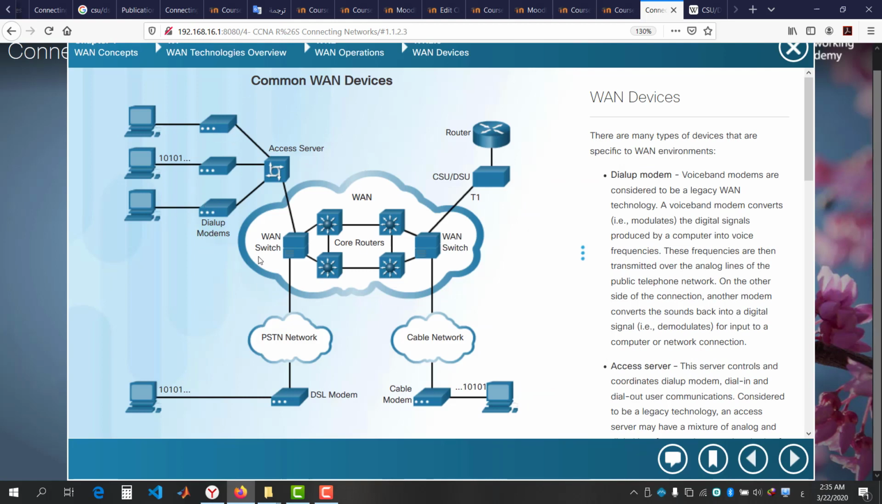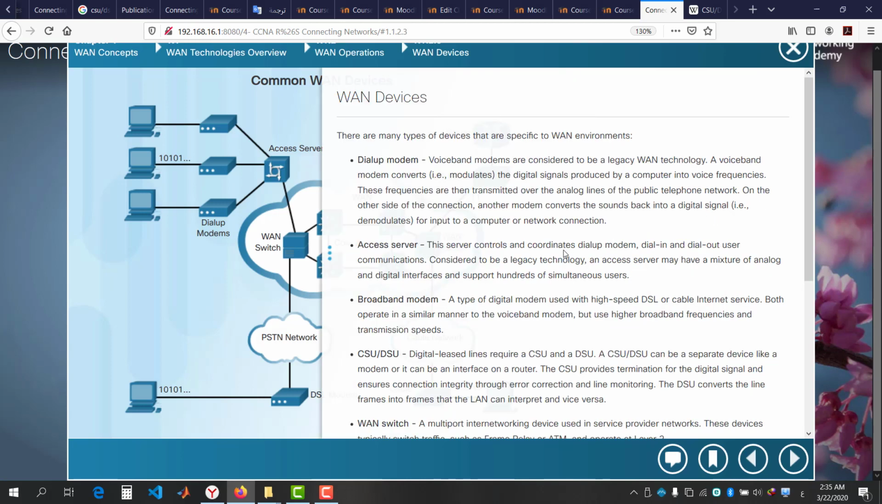These are modems. Okay, this is called an access server. This is called a WAN switch. This is called a multi-layer switch or core switch. This is a device called CSU/DSU, which stands for channel service unit / data service unit. This is called, as you know, a router. This is a PSTN, public switched telephone network, where this is a cable network, and this is a modem. Okay, now we will discuss each of these devices and how it works.